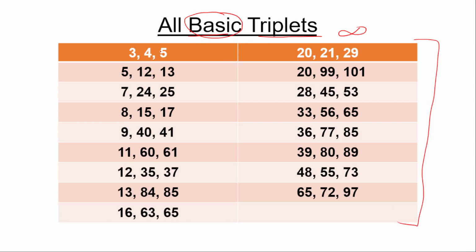Okay, you can make many other triplets by multiplying these. Here the first two numbers, like 3 and 4, or 5 and 12, are the perpendicular and base of a right angle triangle. For example, in a right angle triangle, if this is the angle, then this will be the base, this is the perpendicular, and this is the hypotenuse. So the first two numbers are perpendicular and base, and the third number is the hypotenuse.